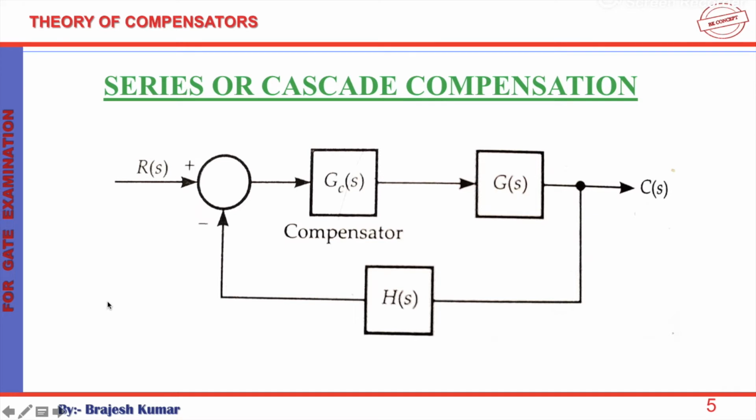See here, it is a compensator. If GC is written, it means C for compensator. If C is not there, it means just a forward path transfer function, and HS is the feedback path transfer function. So if the compensator is placed in the forward path, here it is placed in the forward path because this path is basically the forward path, the scheme is known as series compensation or cascade compensation, right?